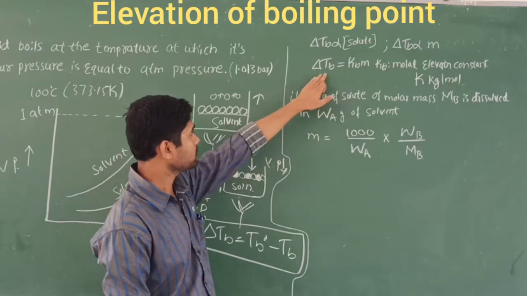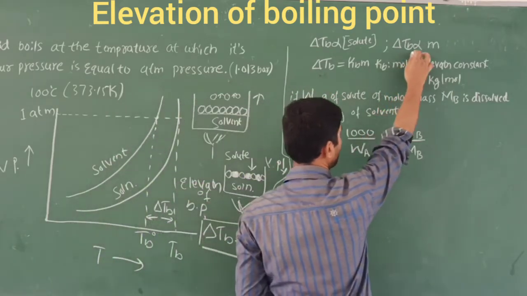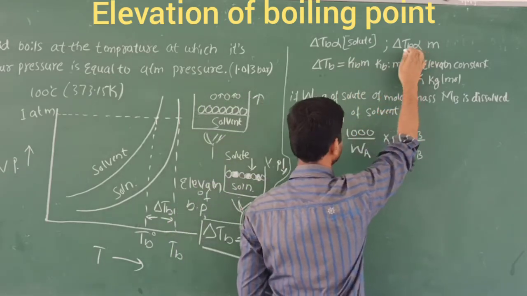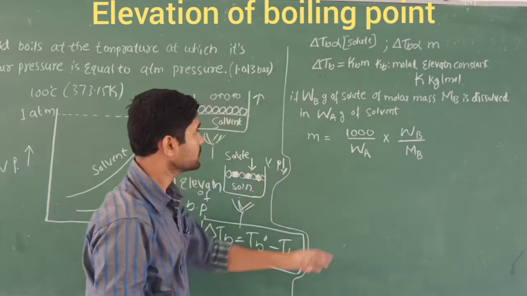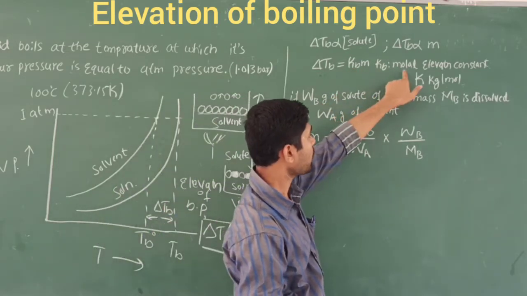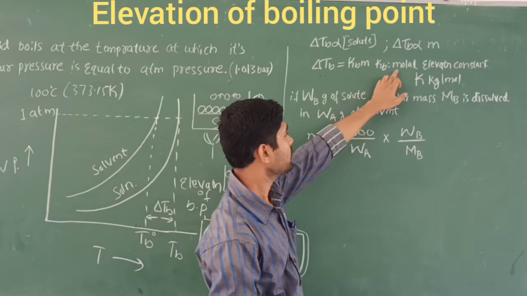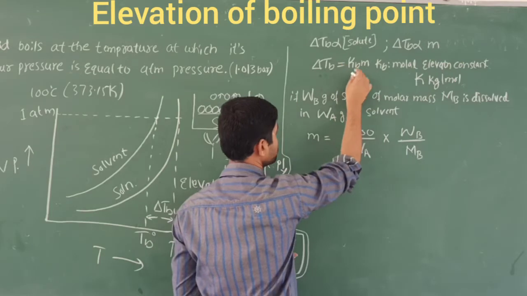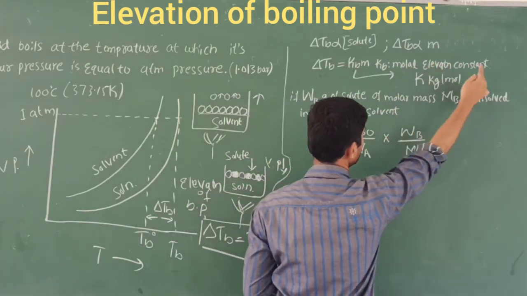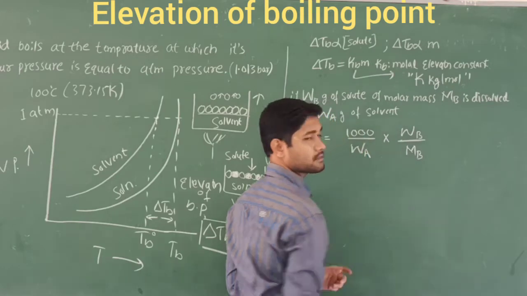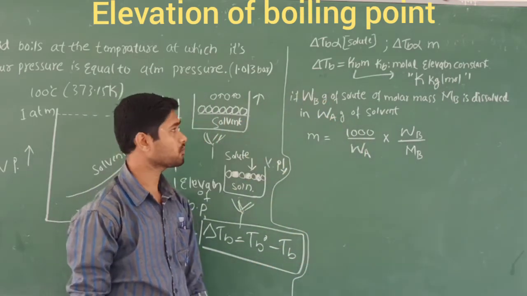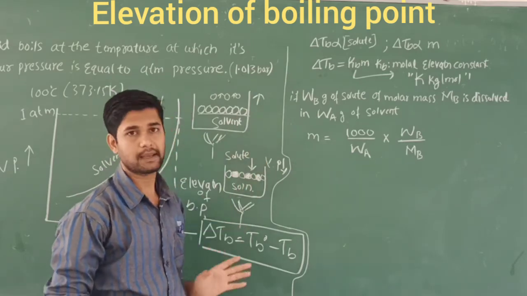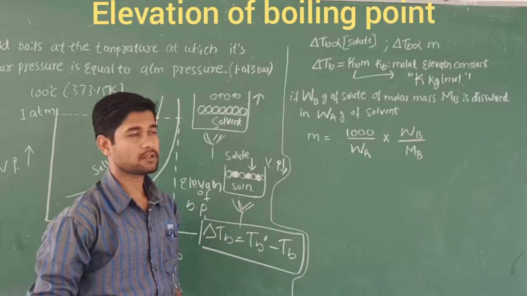To remove this proportionality, I take the equal sign. So delta TB equals Kb into m. In order to remove the proportionality constant, I take Kb. Kb is a constant that we call the molal elevation constant, because delta TB, the elevation of the boiling point, is directly proportional to the molality, which is the concentration of the solute here.